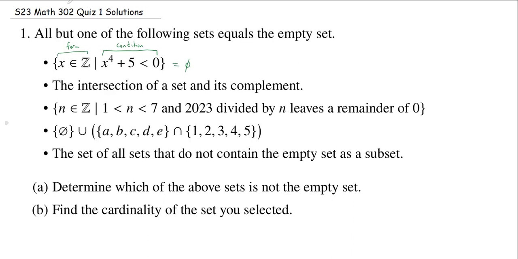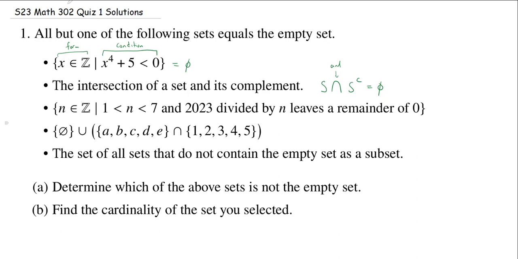All right, let's see next. The intersection of a set and its complement. Remember when you have a set and its complement, the complement is everything not in the set. If I call my set S and take the intersection with the complement of that set, now I'm looking for everything which is both in S and in the complement. Intersection means it's in both sets, and the complement was things not in S. So you cannot have something which is both in S and not in S. So this intersection must be the empty set.